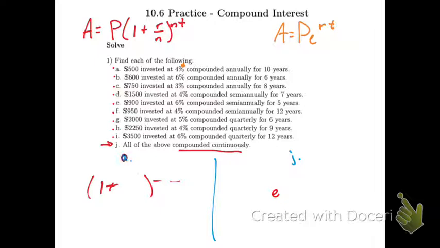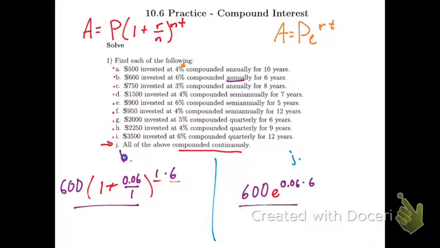All right, so letter B. 600 goes here. 600 goes there. 600 everywhere. Then it's 6%, so 0.06. That's the rate annually. So that's once a year, so 1. And then for 6 years. That's how you'd set that one up. Now the rate is 0.06, so that goes there. Time is 6 years. So that's how you set it up for B, the first answer and the second answer.